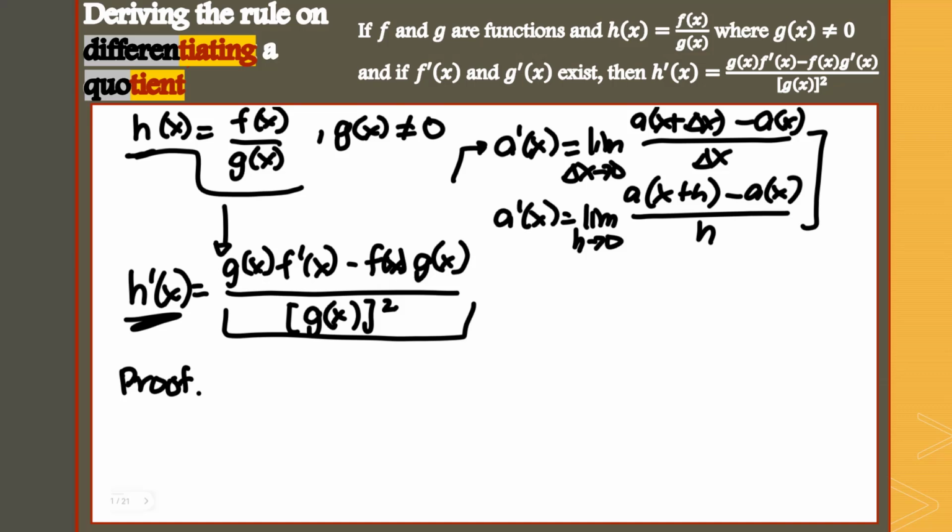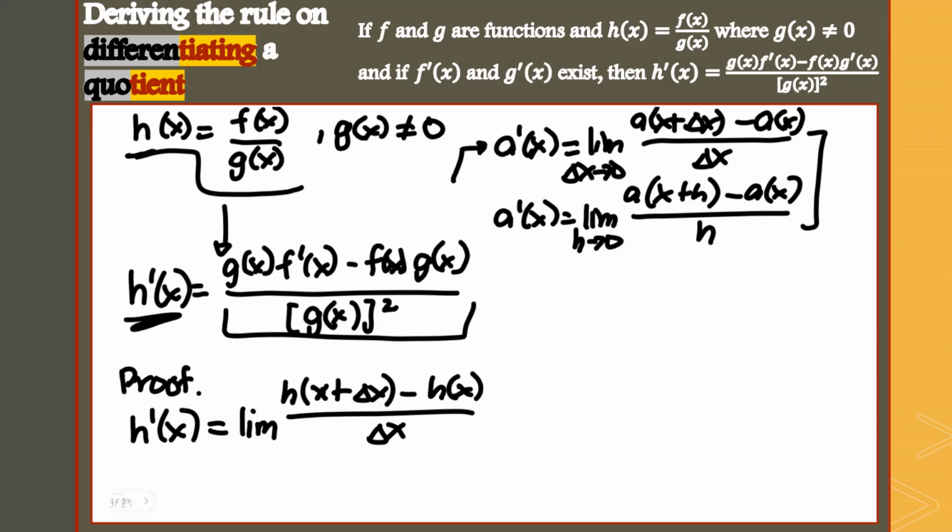So let's start with h prime of x, or the derivative. Per definition, you have the limit of h of x plus delta x minus h of x all over delta x as delta x approaches 0. Per definition, instead of a, we have here h. Now, before we proceed, we cannot subtract this and say we can cancel that because we have h of x here, because they are both functions.